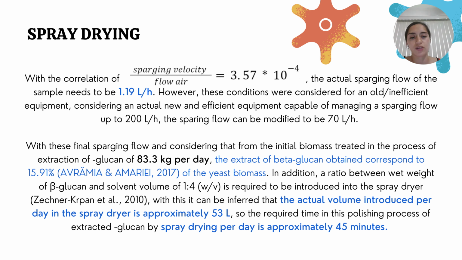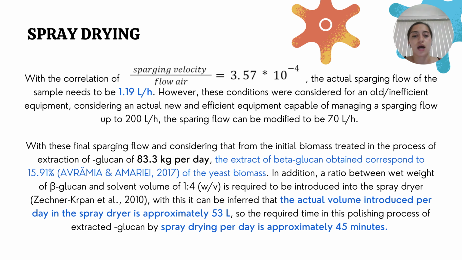However, these conditions were considered for old and inefficient equipment. Considering actual new and efficient equipment capable of handling a spraying flow of up to 200 liters per hour, the spraying flow can be modified to 70 liters per hour. With this final spraying flow, and considering the initial biomass treated in the beta-glucan extraction process of 83.3 kilograms per day, the extract of beta-glucans obtained corresponds to 15.91% of the yeast biomass.